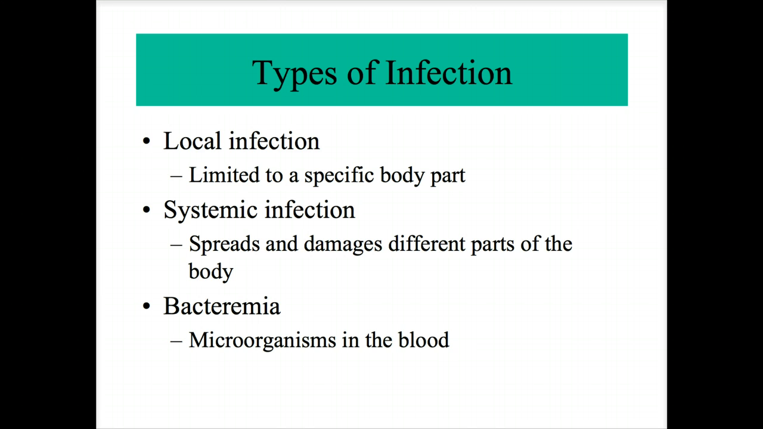Now let's go into the types of infection. When you're looking at getting your patient history, assessing your patient, looking at their lab results and other documents, we're trying to determine with the physician what type of infection the patient has. A local infection is limited to a specific part of the body. A systemic infection spreads and damages different parts of the body. And bacteremia is when the infection is in the bloodstream and the patient can become septic, which could be deadly in some cases.